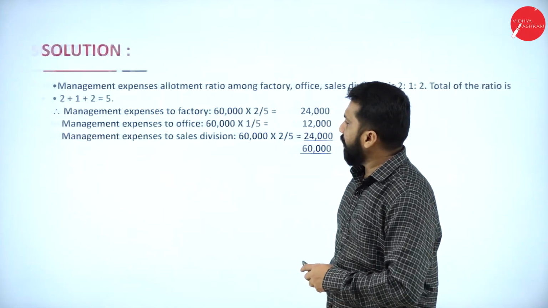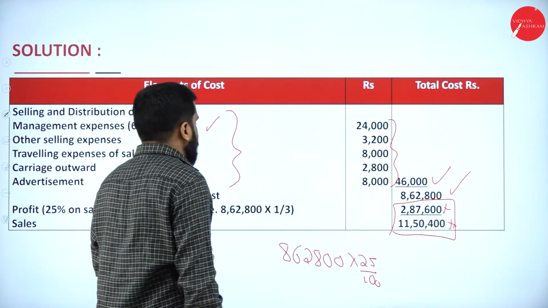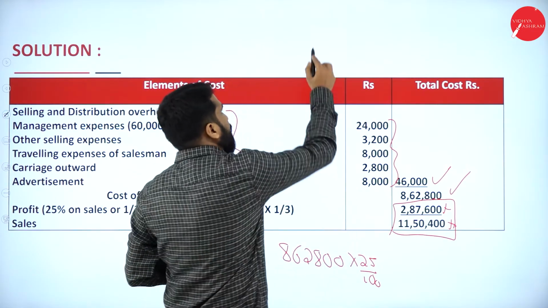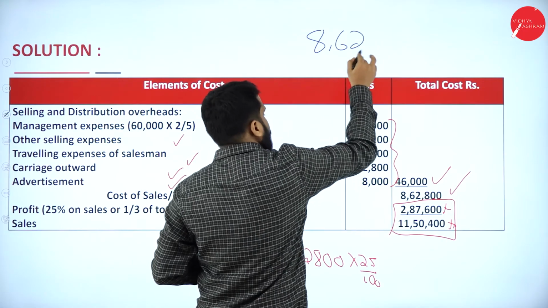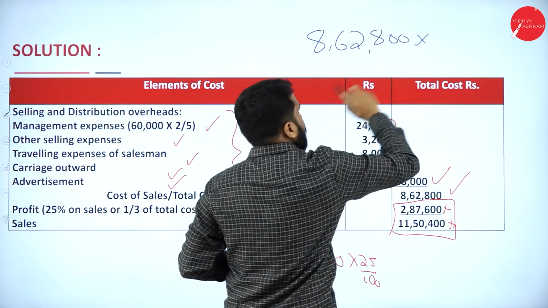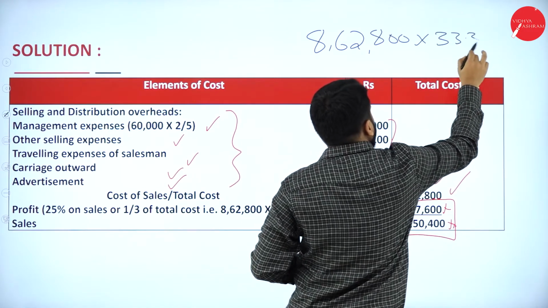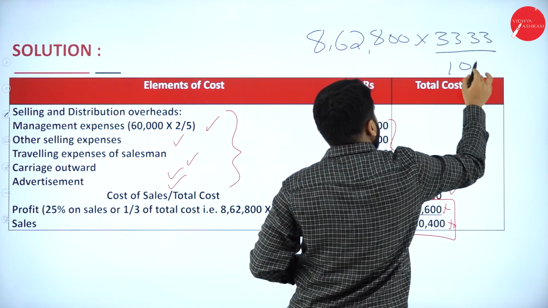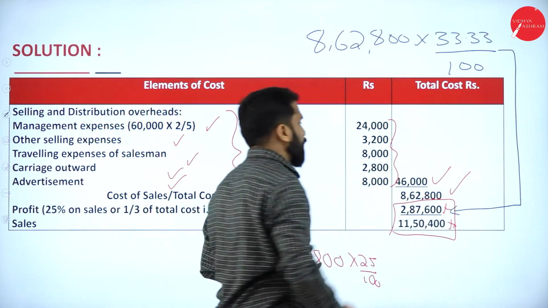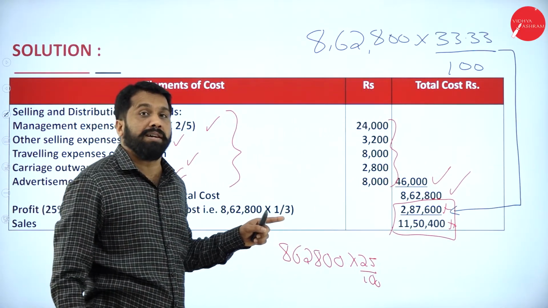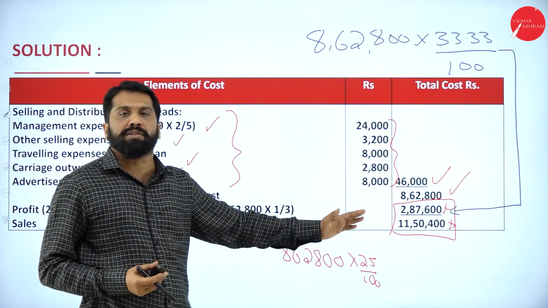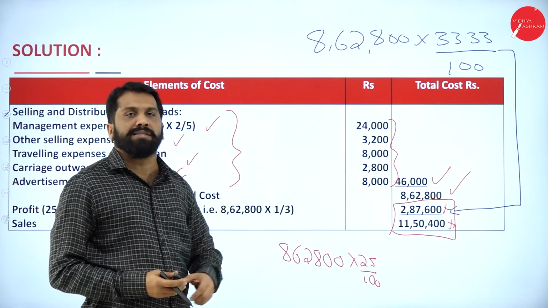If you do this for our problem, you will get 33.33%. Now, what is the use of 33.33? See, your cost is 8,62,800, multiplied with 33.33%. If you do this, you will get your profit. Clear? That is how to find out profit when sales is not given and profit is also not given. Like this you are supposed to calculate.